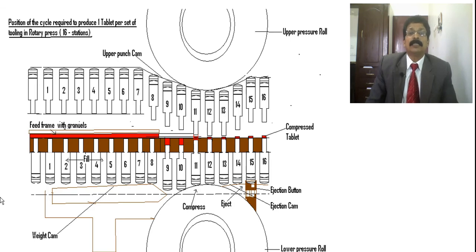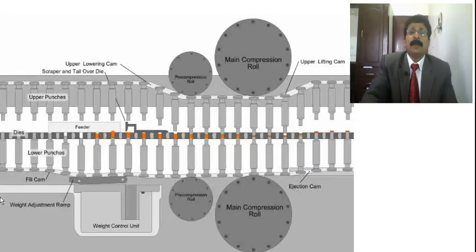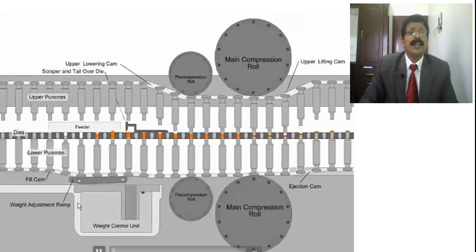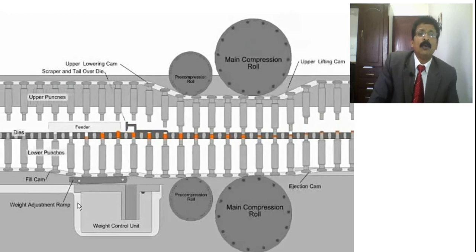The tablet is getting compressed, and the next stage shows it slightly lifting, and at the 16th stage the lower punch is ejecting, and the tablet is ready for collection. So that will be scraped off and collected. So this is what is happening. This is one video just to show what we explained. You see this video, how it takes place.